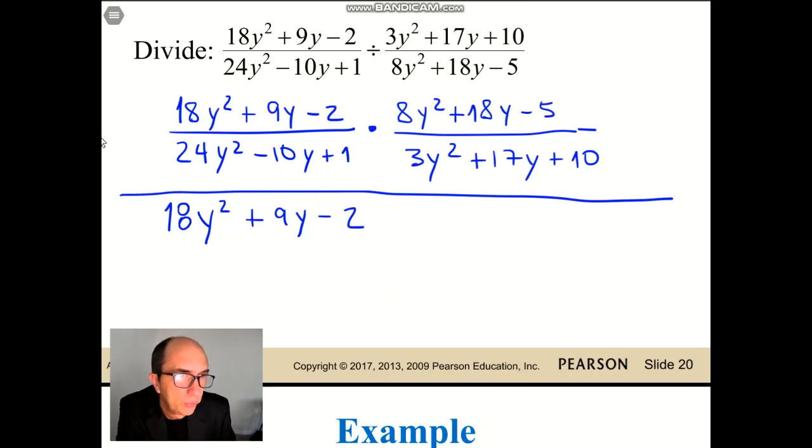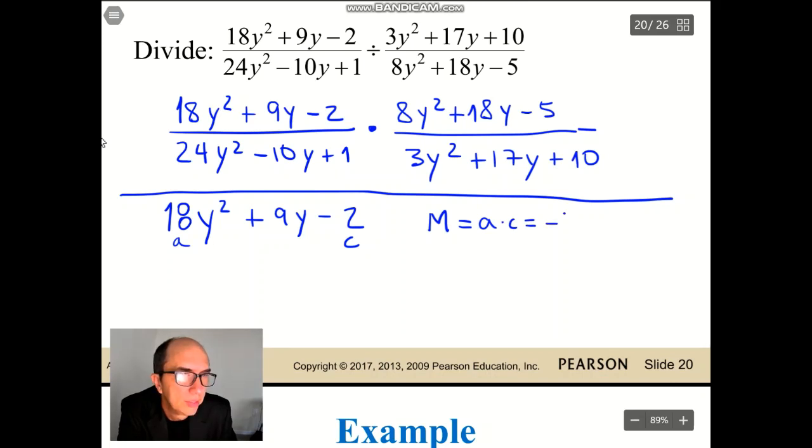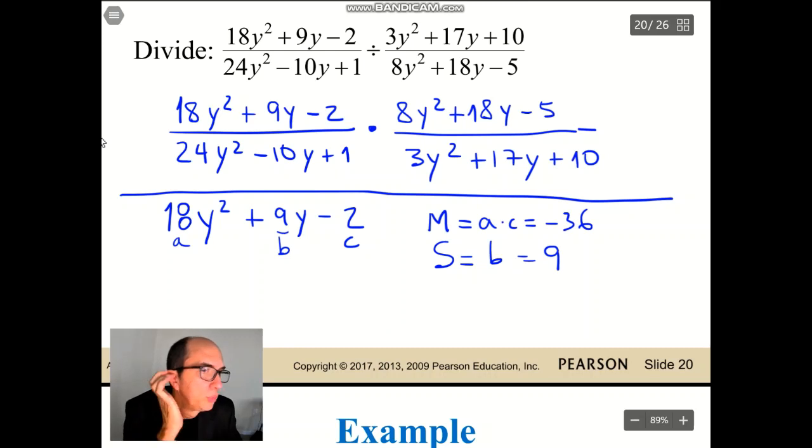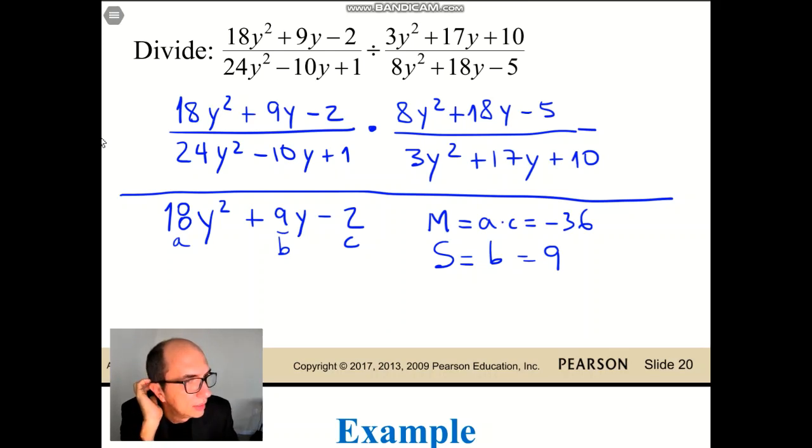First thing, you have to find two numbers whose product equals A times C. This is A, this is C. A times C equals negative 36. And the sum of these two numbers needs to equal B, which is 9. So two numbers that multiply to negative 36 and add to 9.